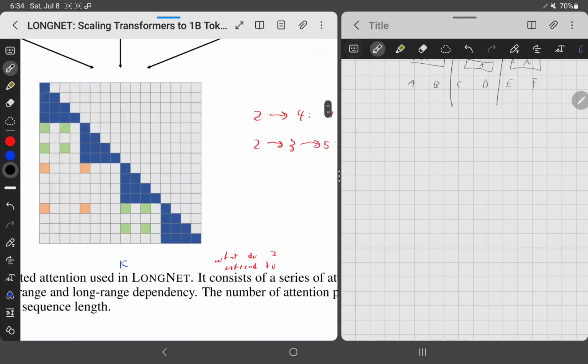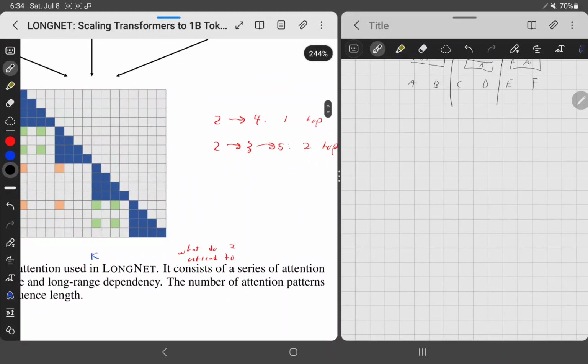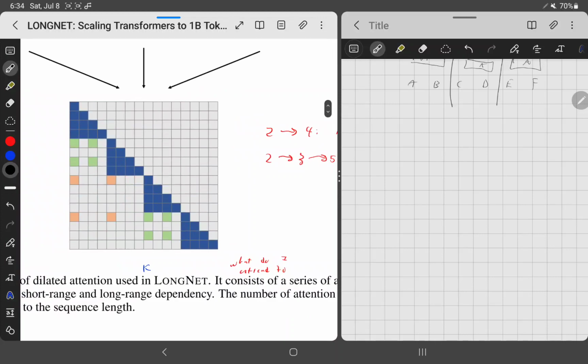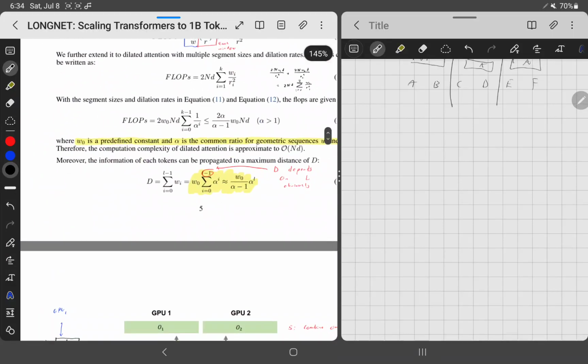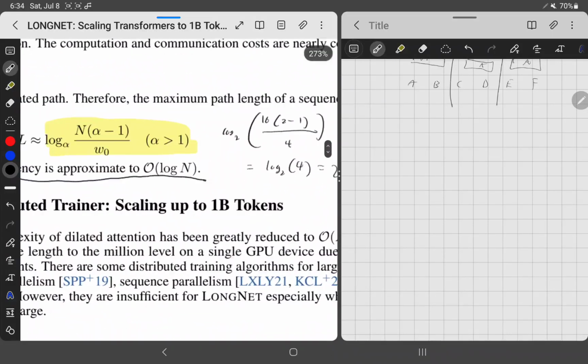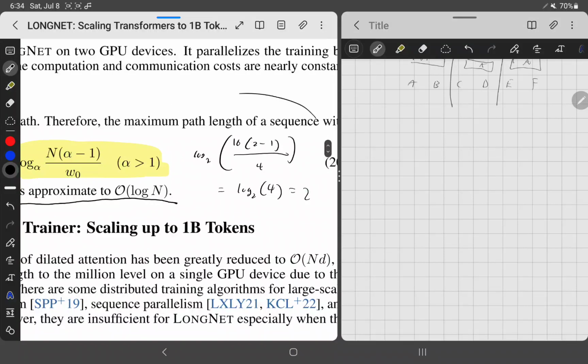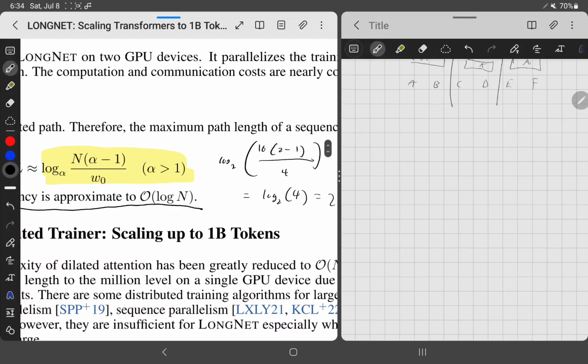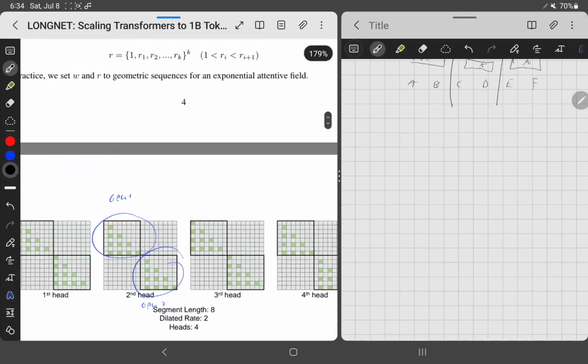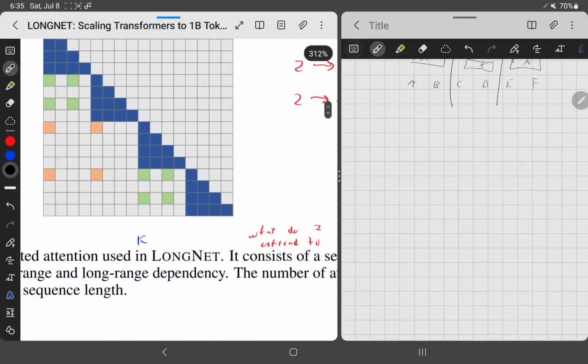Let me give an example here. So we can't attend to everything within one layer, but what if we have, say, 2 layers? In this case, we can attend to everything within 2 hops due to the relationship they show down here, this equation. If you do the computation, which I did right here, then you can attend to everything in 2 hops max.